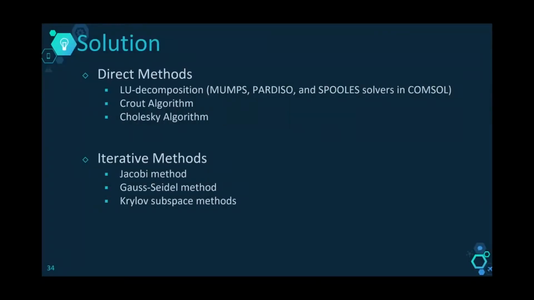And so the goal of solving a multiphysics problem is to get the solution to the problem that we just defined. And that is to solve the algebraic equation system in numerical analysis. So we have two major categories of methods. The first method is called direct methods. So for example, we have LU decomposition. And if you use COMSOL, you will see different types of solvers, which all of them belong to LU decomposition. And we also have the root algorithm.